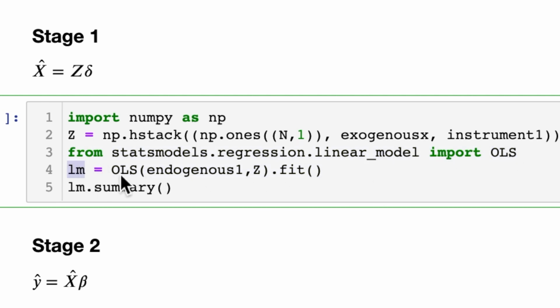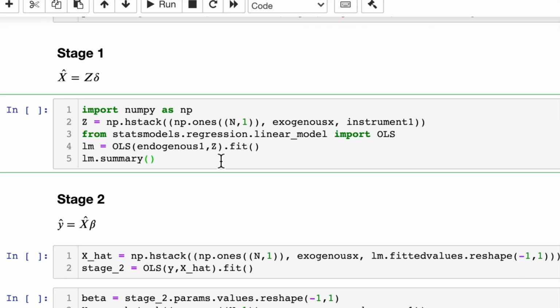Next, from statsmodels.regression.linear_model, I'm going to import OLS. I'm going to say our linear model is equal to OLS of our endogenous variable as our outcome and Z as our regressor, as we defined Z above. Call the function .fit, and then I'll do lm.summary to see the output of this first stage regression.